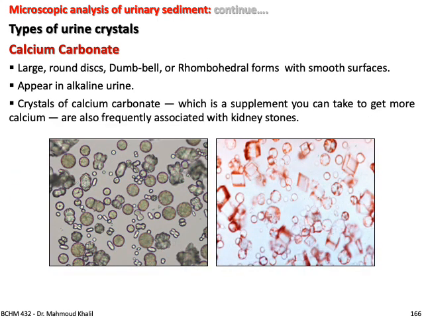Calcium carbonate crystals are large round discs, dumbbell-shaped, with rhombohedral forms and a smooth surface, and appear in alkaline urine. Crystals of calcium carbonate, which is a supplement you can take to get more calcium, are also frequently associated with kidney stones.